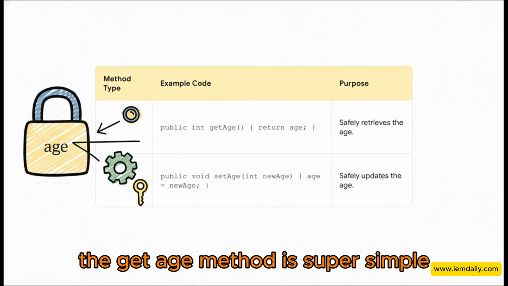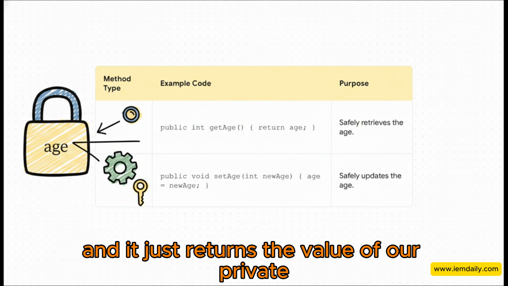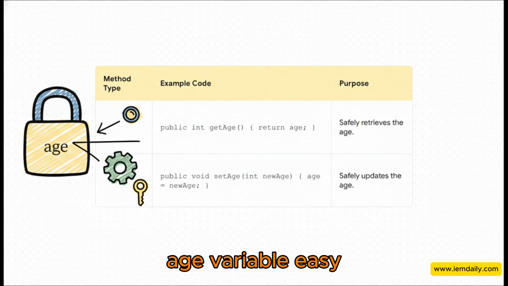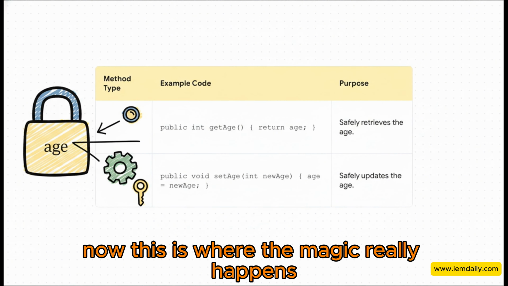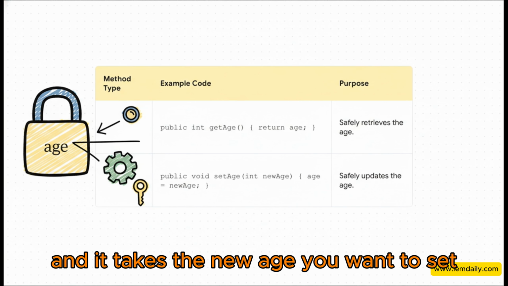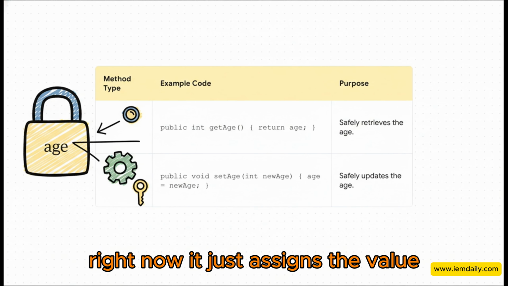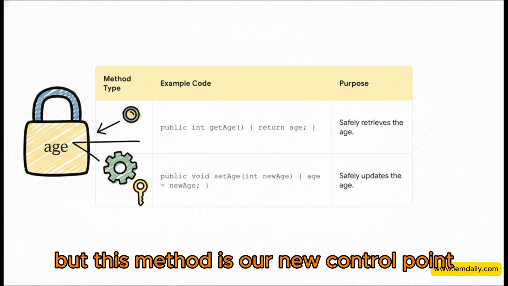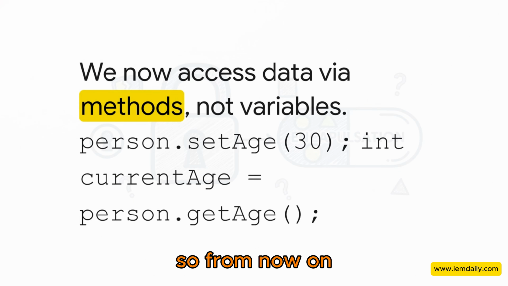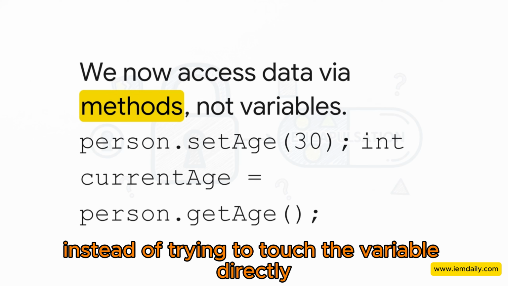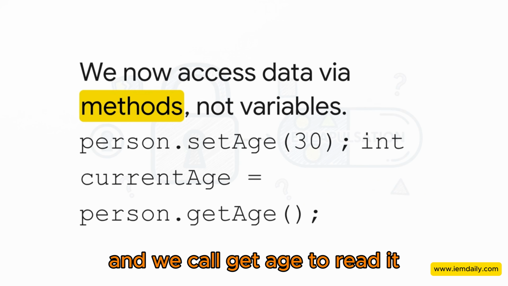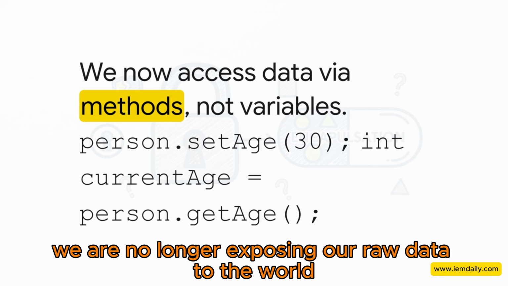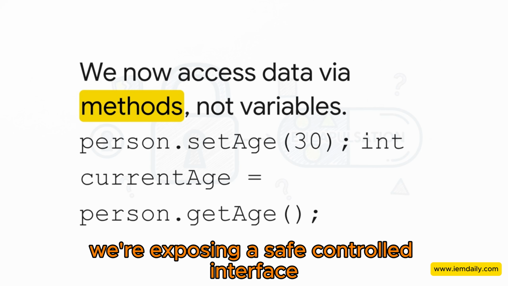The getAge method is super simple. It's public, and it just returns the value of our private age variable. Easy. But the setAge method, now this is where the magic really happens. It's also public, and it takes the new age you want to set. Right now, it just assigns the value. But this method is our new control point. So from now on, instead of trying to touch the variable directly, we go through our gatekeepers. We call setAge to update the value, and we call getAge to read it. We are no longer exposing our raw data to the world. We're exposing a safe, controlled interface.